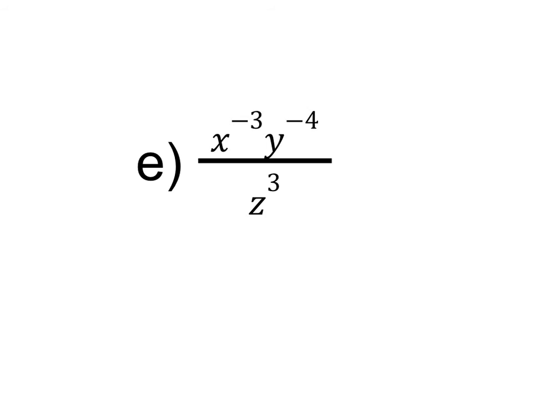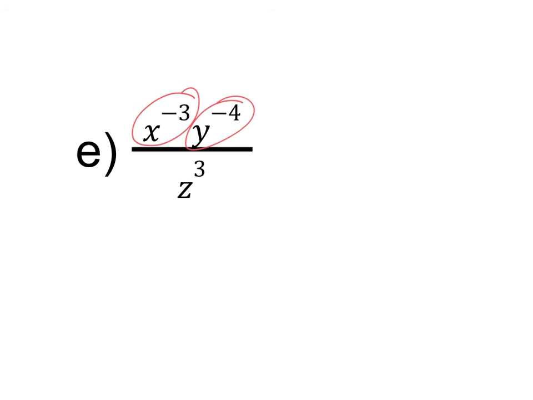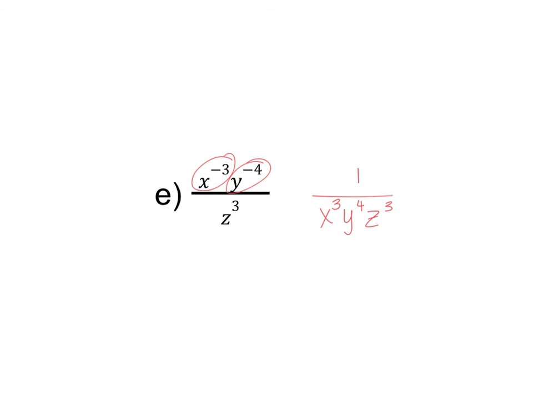So how many things have a negative exponent? 2 of them, so this and this. So we're flipping both of those. So I would have x to the 3rd, y to the 4th. Flip those, and then you still have that z to the 3rd. It's not flipping. Nothing on top, so you put a 1.